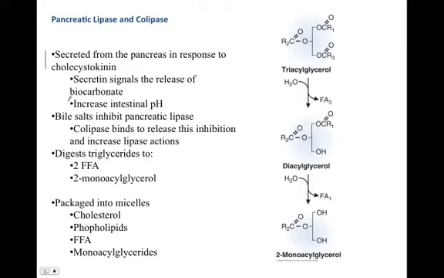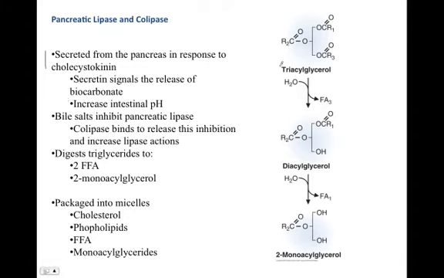So initially, the coating of the bile salts around the triglycerides inhibits the pancreatic lipase. And colipase, which is released at the same time as pancreatic lipase, binds to dietary fats and relieves the inhibition of the bile salts. This enhances the ability of pancreatic lipase to hydrolyze triglycerides into fatty acids and a monoglycerol.